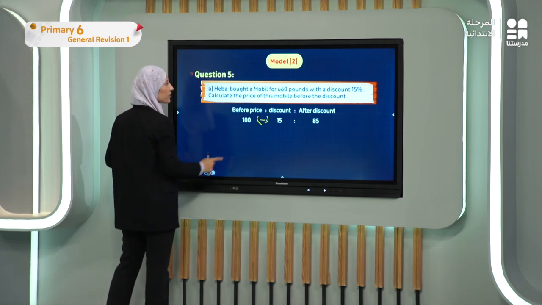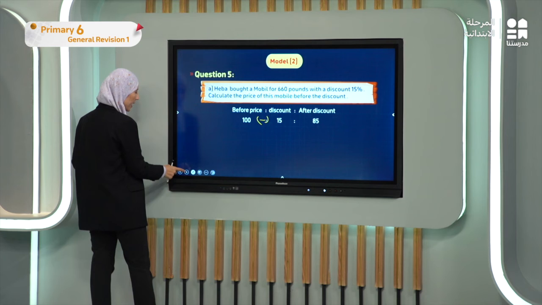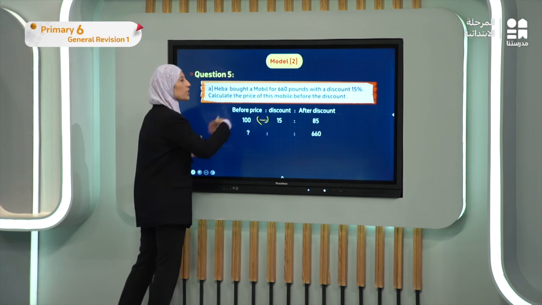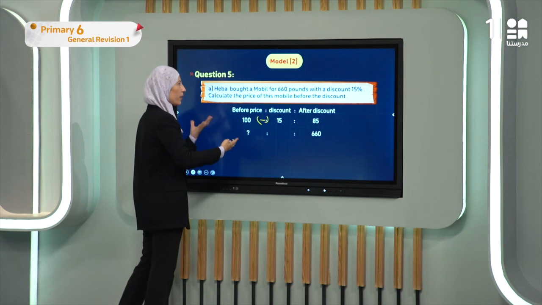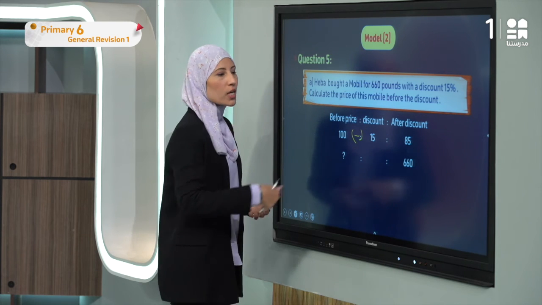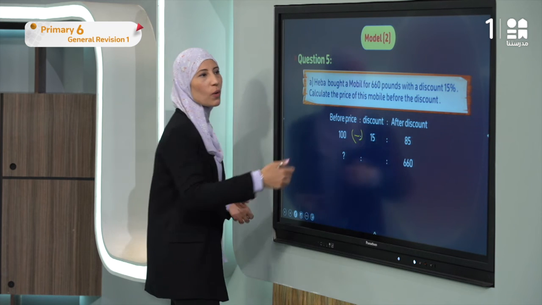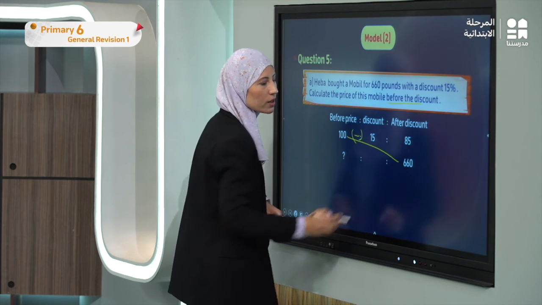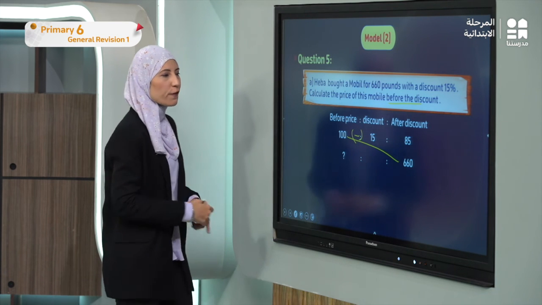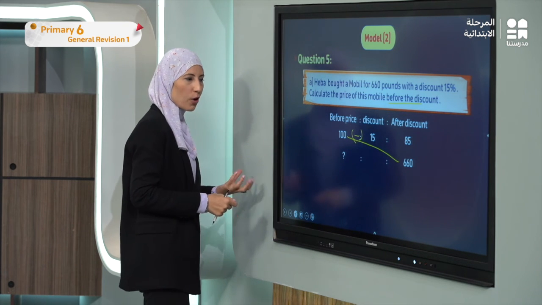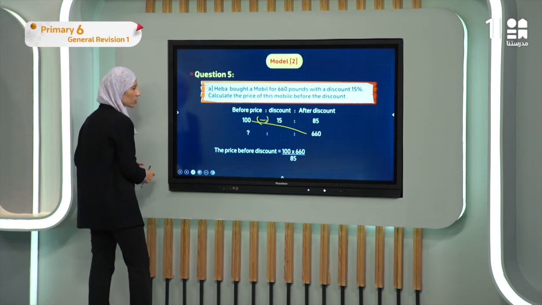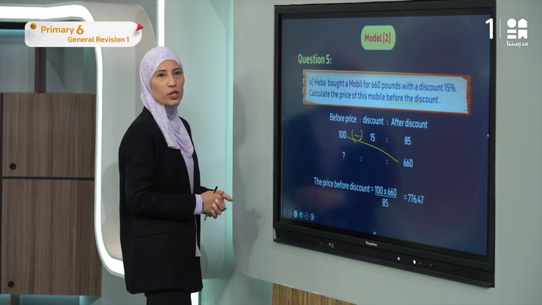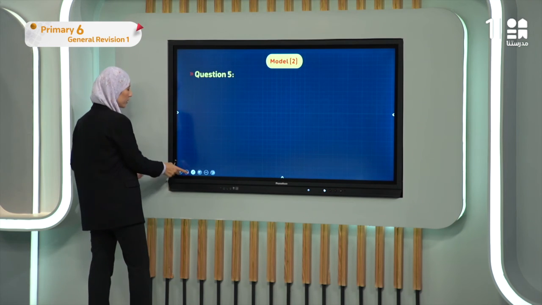I have 660, which is my buying price. So I will write that I already bought it for 660, meaning Hiba bought it after the discount. So how do I find the price before the discount? He is asking me for the before-discount price, so it's missing. So I will do 100 times 660 divided by 85 to find the real price before the discount. So it will be 776.47 LE. Let's see the exercise.